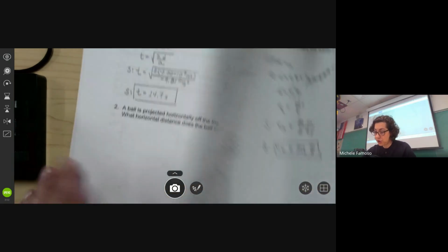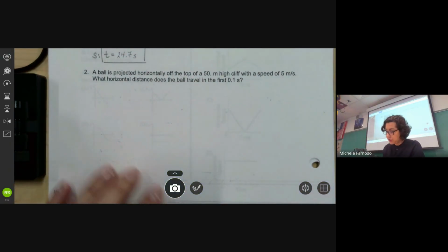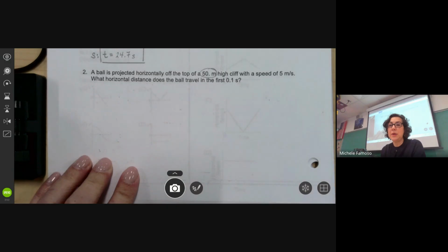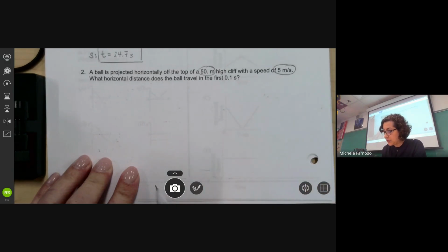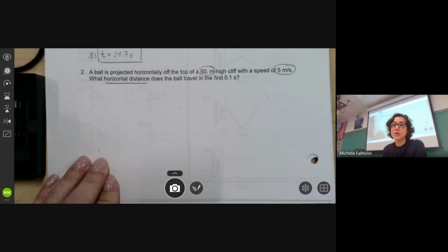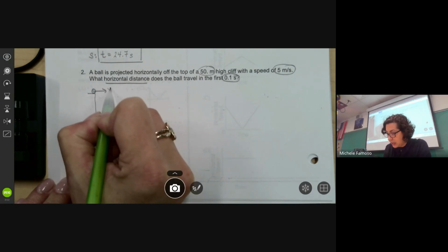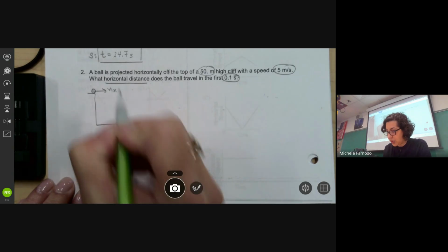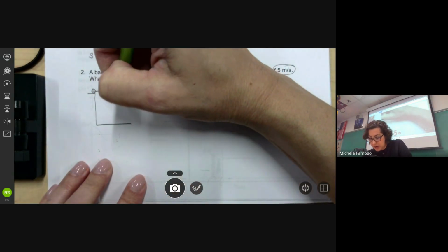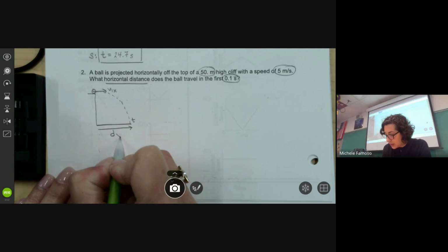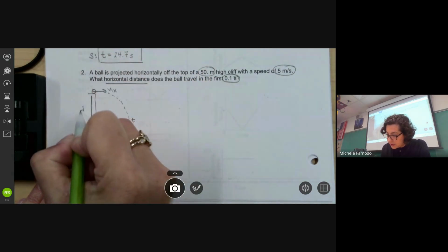Let's go back to question 2, which is on page 14, and then we'll go over the homework. So question 2 says that we have a ball being projected horizontally off the top of a 50. meter high cliff at a speed of 5 meters per second. I want to know what horizontal distance the ball travels in just the first 0.1 seconds. So if I make a sketch like we always do, here is that initial velocity of the projectile horizontally. It's coming down and out, landing on the ground in a time of t. There is our horizontal displacement. There is the vertical displacement.